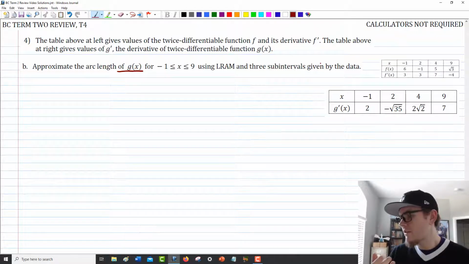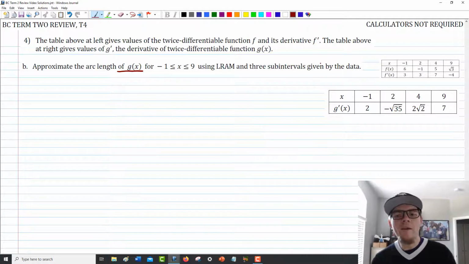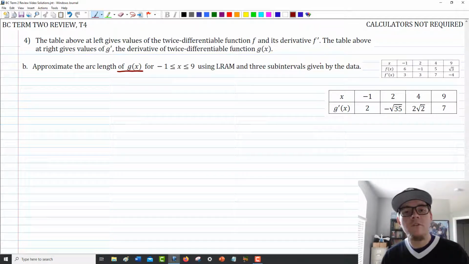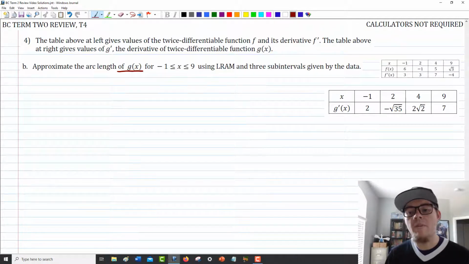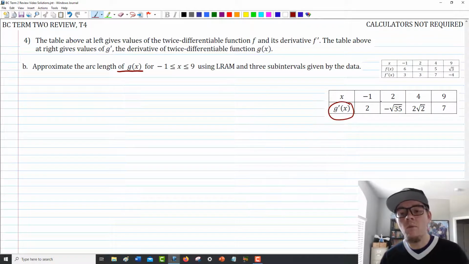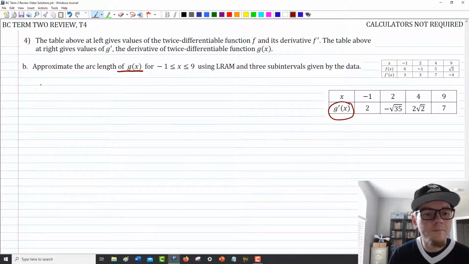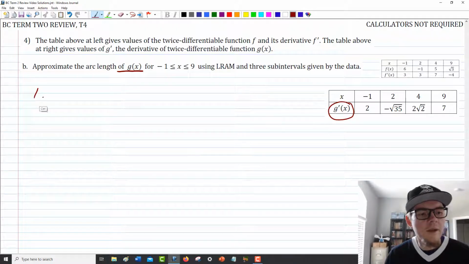Well, now in your mind, you might think to yourself, like, how am I going to use LRAM? Like, where is that going to pop up in here? But the truth is, it has to do with what information we're provided. Since all we know about g are 4 values of g prime, we're stuck having to do an approximation. So let's start this way.